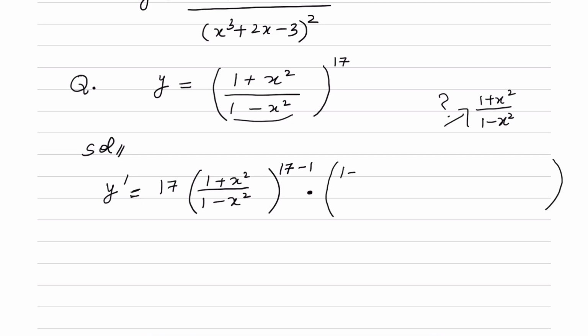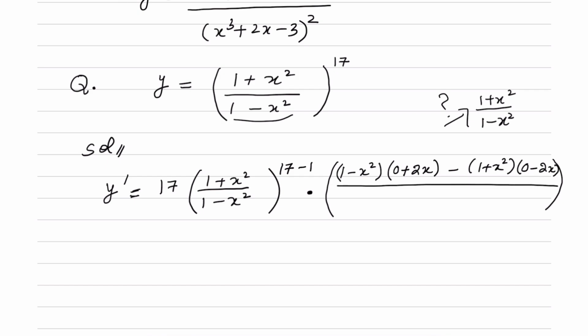How does the quotient rule of derivative work? Lower term as it is, upper term derivative. Upper term is 1 plus x square, derivative of 1 is 0, plus x square derivative is 2x, minus upper term as it is, lower term derivative. Lower term is 1 minus x square. Derivative of 1 is 0, minus x square derivative is 2x. Whole divided by lower term as it is and its whole square.